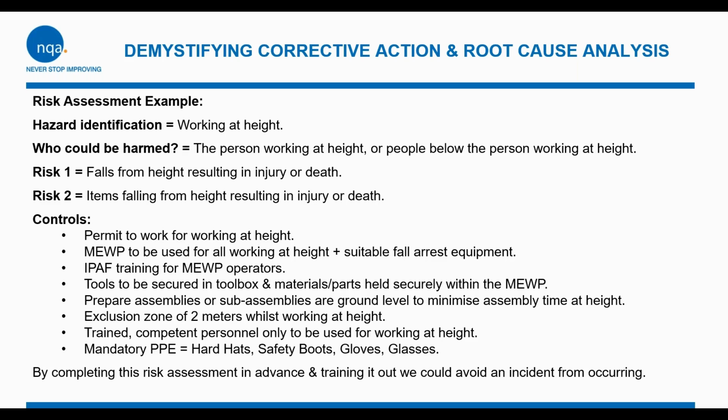So controls that you can implement: a permit to work, the use of a MEWP for working at height, plus suitable fall arrest equipment, IPAF training for operators, tools to be secured along with parts and materials, prepare assemblies or sub-assemblies at ground level to minimize assembly time at height, exclusion zones, trained and competent personnel, and the correct use of PPE. By doing this in advance, you can potentially avoid the incident of somebody falling from height or being struck by something falling from height. So rather than waiting for it to happen, you've been proactive and stopped it before it's occurred.